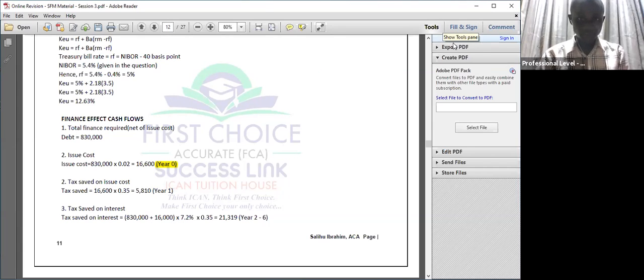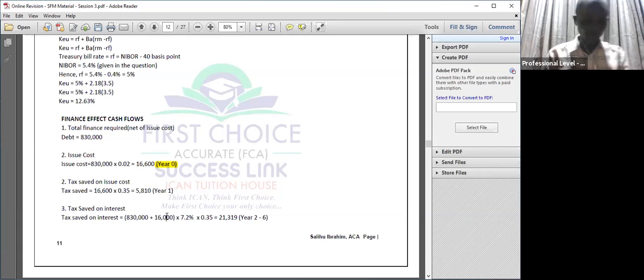Yes, issue cost is 16,600, yes. I think that's what we did, Abby. Or did you do anything contrary? Oh, okay, I got it. That's an interpolation error, 16,600. So I have 16,600. Kindly correct it there, please. That's a typographical error. It's not 16,600 plus what? Plus 830,000.